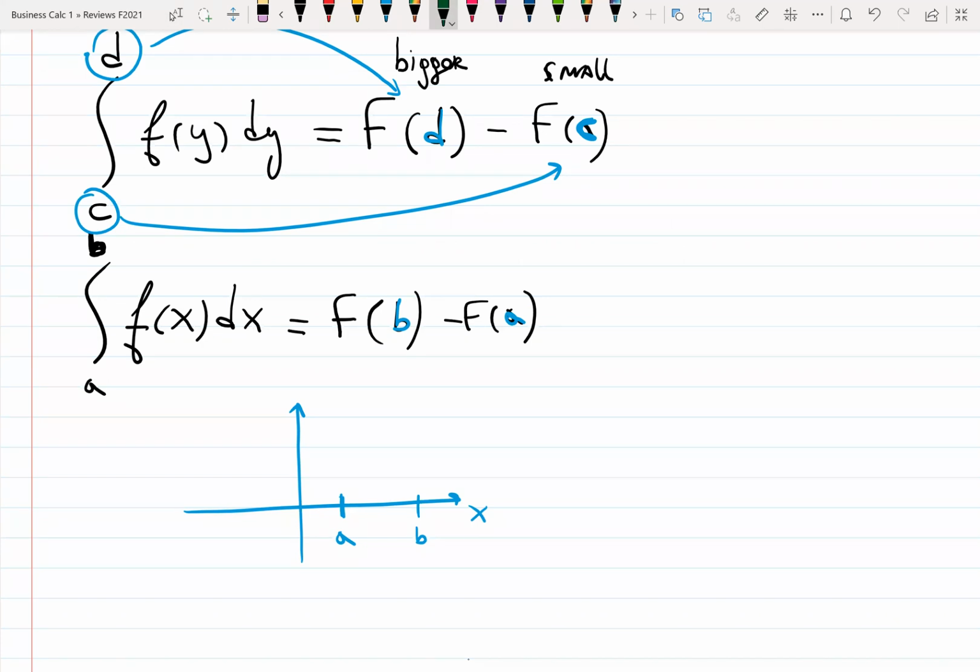X is a and b, c and d is y. So from right to left, it is still bigger minus smaller. From top to bottom, still bigger minus smaller. That's how you do it. So just make sure you understand: whatever was bigger minus whatever was smaller.